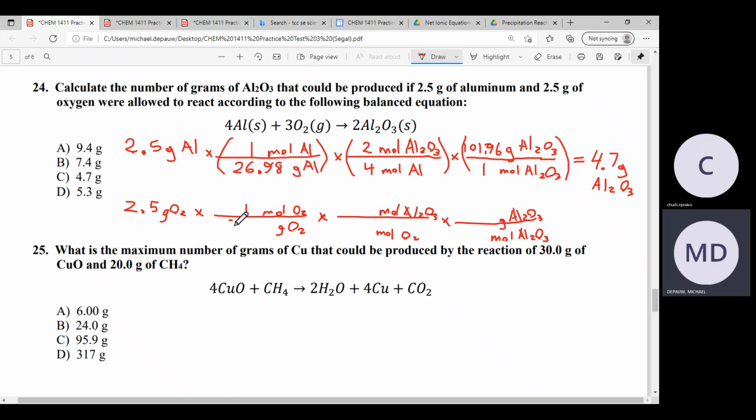So 1 mole is equal to 32.00 grams of oxygen, because oxygen is 16. And then the ratio is 3 moles of oxygen for every 2 moles of product. And then 1 mole of Al2O3, I already know that molar mass, it's 101.96. And then I just go ahead and multiply everything on top and divide by the bottom. And what does that give me? 10.60.